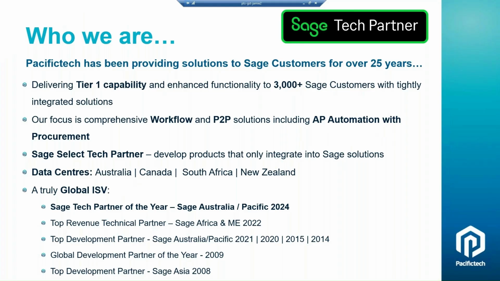Our data centers are in Australia, Canada, South Africa, and New Zealand. We're also very pleased to say that we've received a number of awards from Sage for our development skills, including last year in Sage Australia for the Pacific 2024 award.